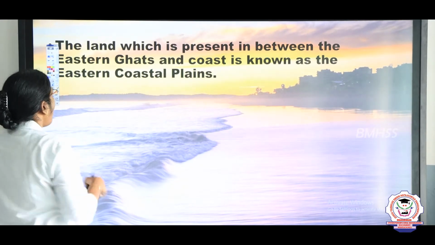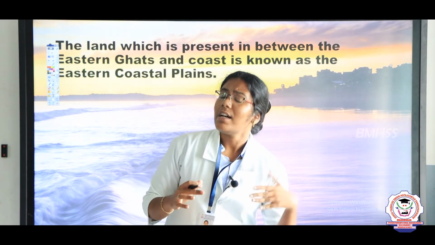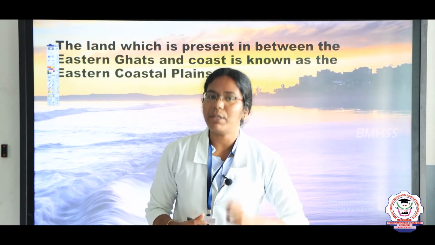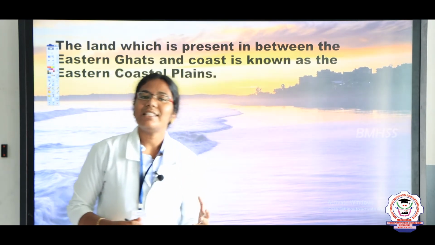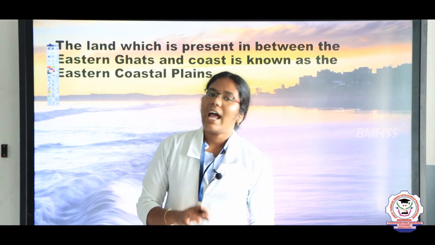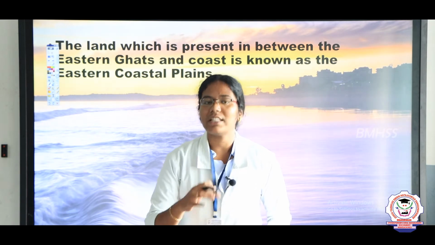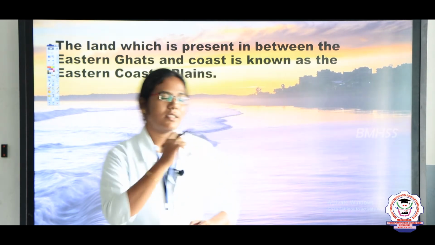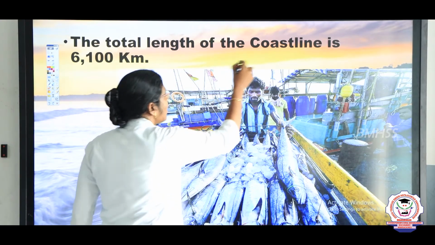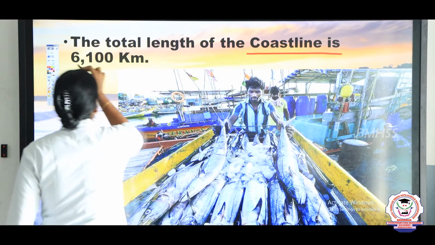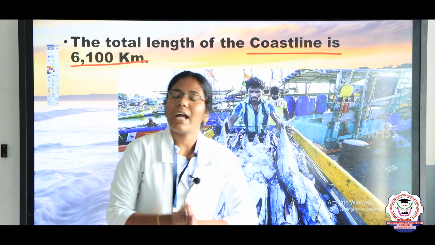Next we see what is meant by Eastern Coastal Plain. In the same way, the land which is present in between the Eastern Ghats and the coast is said to be the Eastern Coastal Plain. The total length of the coastline is about 6,100 kilometer.